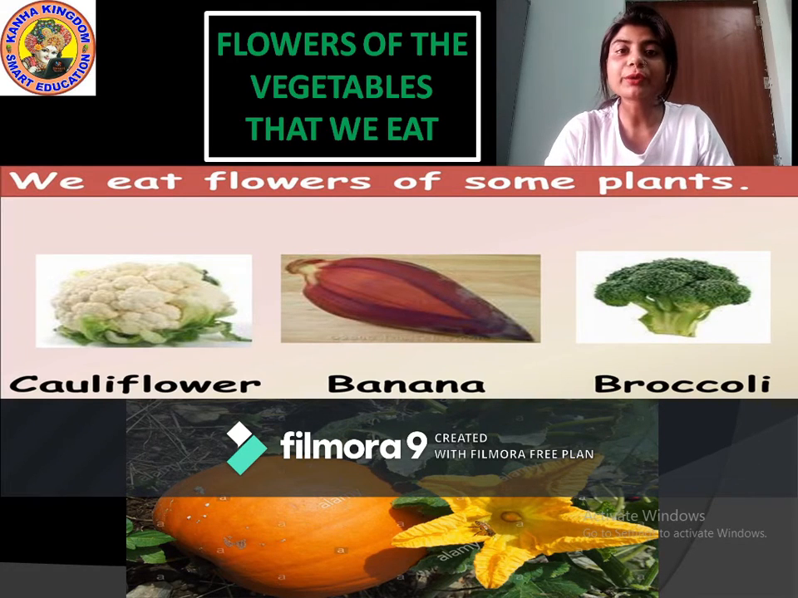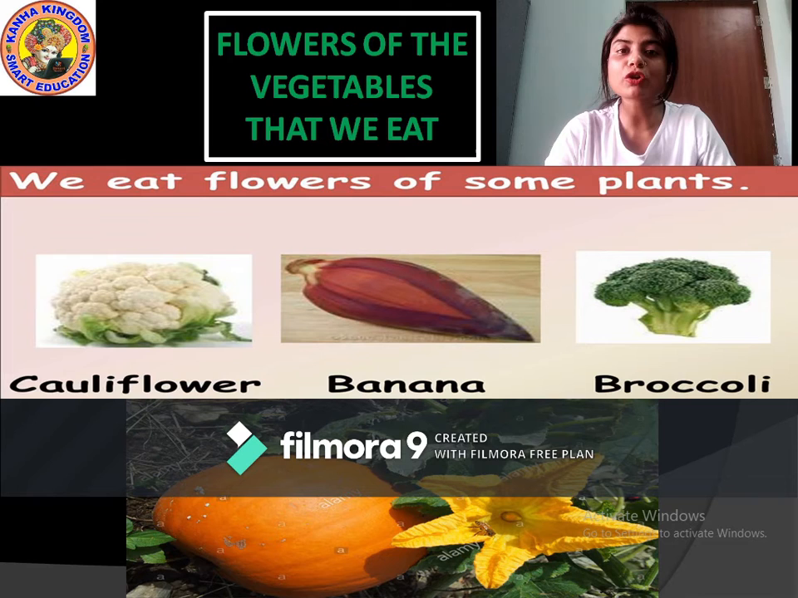Or you can say the gourd. The bottle gourd also, the flower that comes out, you can also eat it as a vegetable. Understood? So these are the flowers of some plants that we eat as vegetables, like cauliflower.